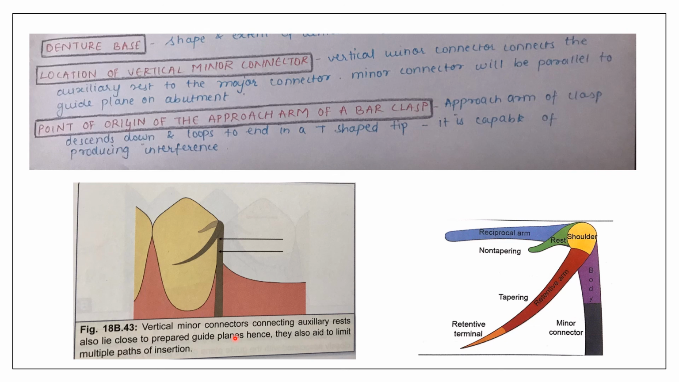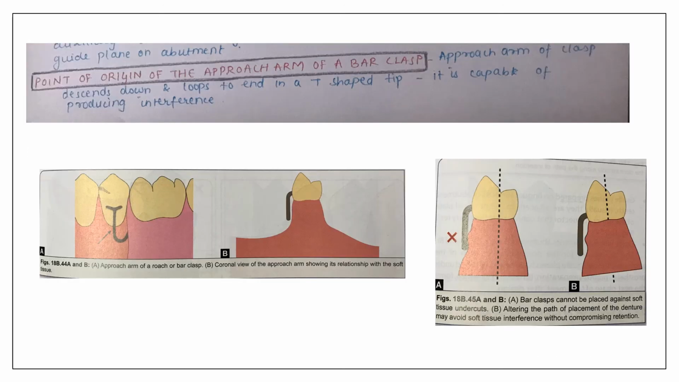And the next, the last factor, is the point of origin of the approach arm of the bar clasp. About this bar clasp, I have covered everything in the video on direct retainers. The approach arm of the clasp descends down. So over here, as you can see, your approach arm is arising from the minor connector. So it is arising from the denture base. So this is your denture base. It is arising from the denture base minor connector, and it descends down and loops to end in a T-shaped tip. That is your retentive terminal.